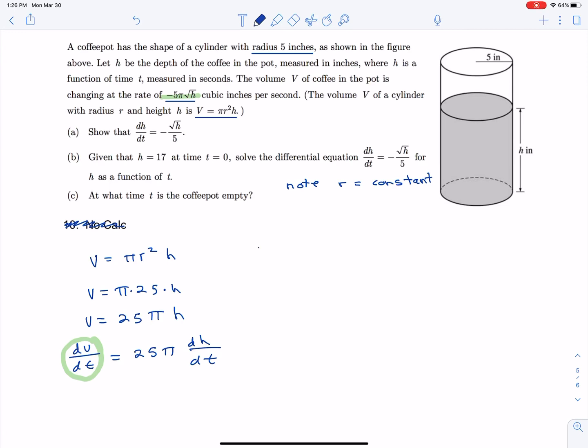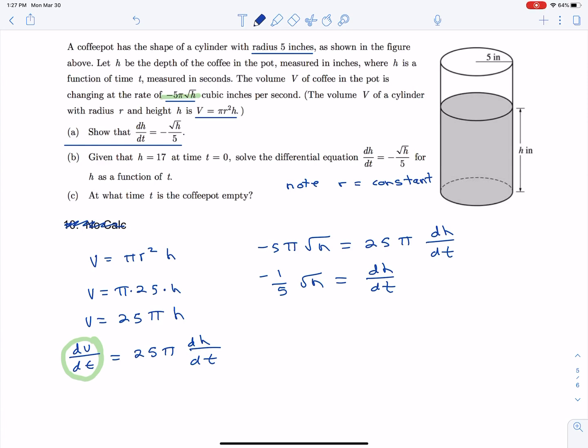So I get negative 5 pi times the square root of h equals 25 pi dH dt. Dividing both sides by 25 pi, I get negative 1/5 times the square root of h equals dH dt, which is exactly what they wanted in part A. Okay? Next.